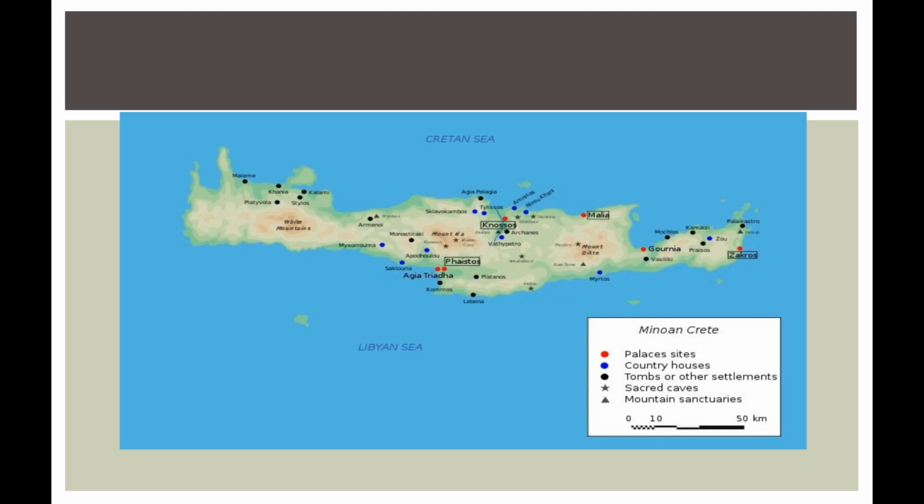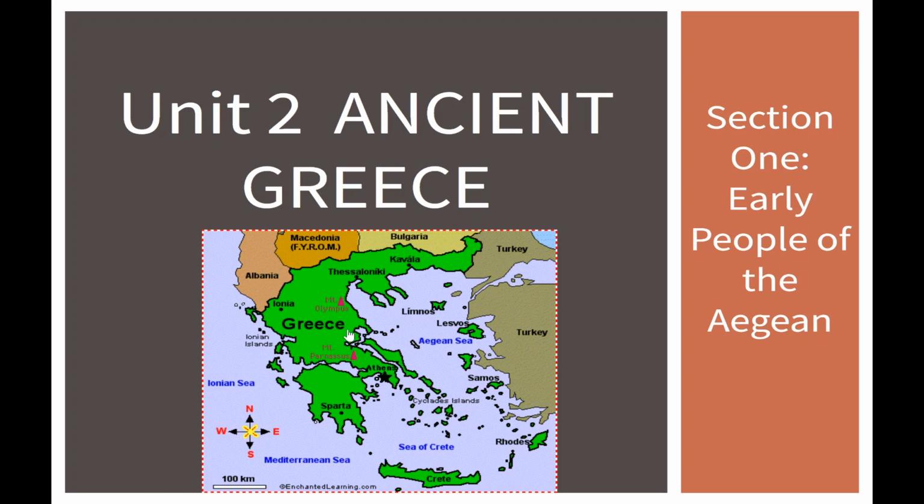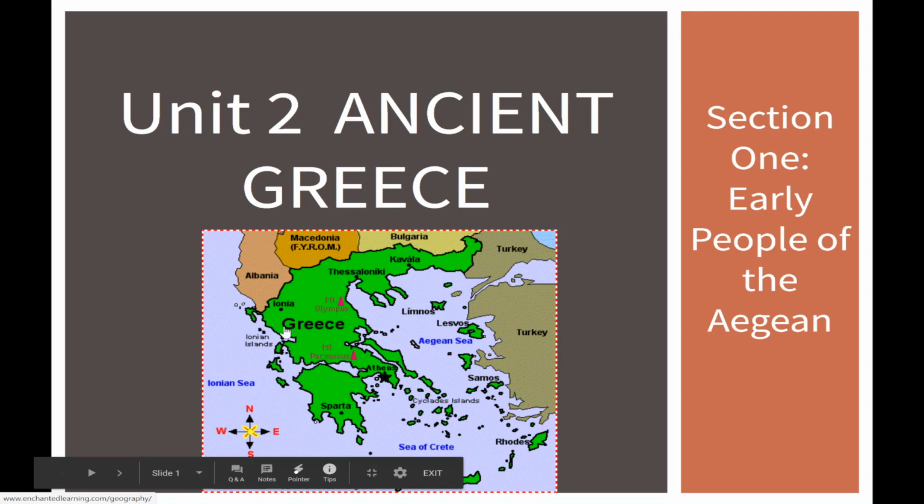So let's talk first about Crete, or this very first area here. This island, as you saw in the very beginning, is just a little island south of the mainland part of Greece. If you look at Greece, it's made up of tons of little islands and peninsulas, and Crete is this big one down here.